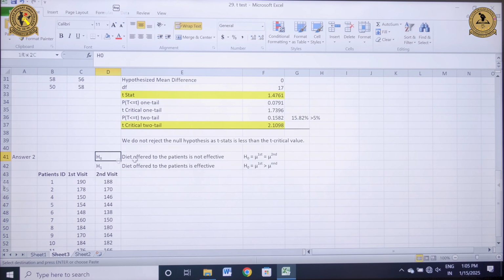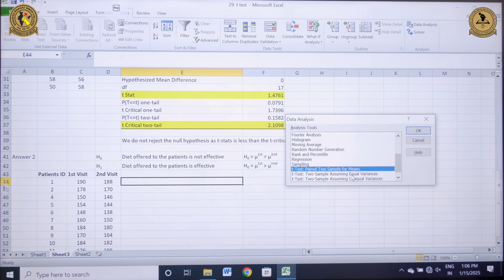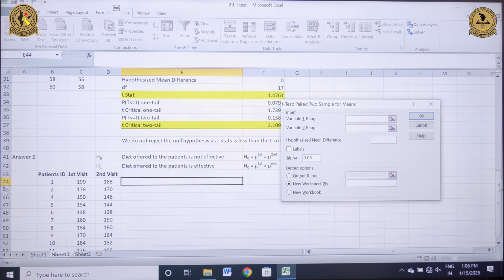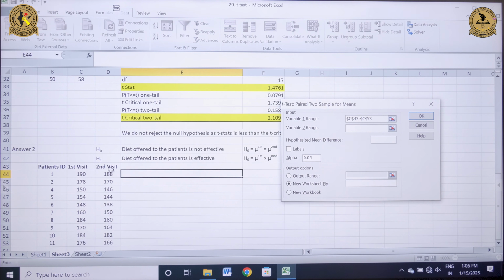Alternatively, I can also write my null hypothesis in this format. So my null hypothesis is that the weight in the first week is equal to the weight in the second week, while the alternate hypothesis is that the weight of a patient in the first week is greater than the weight in the second week. Now after the creation of the null and alternate hypotheses, I need to conduct a paired t-test. So again go to data analysis, then click on t-test paired two sample for means. Click OK. Then again I need to select the variable 1 range as well as the variable 2 range.